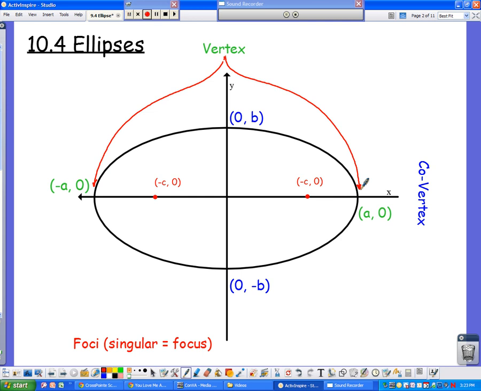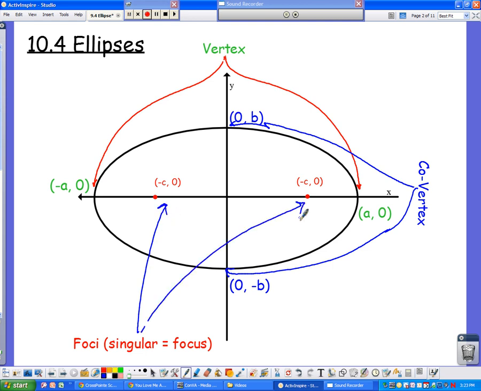There's a second pair, and these are called the covertices. The covertices are basically those points that are also vertices, but they're the ones that are the closest to the center, versus where the vertices are. And then the foci would be these two points. Okay?